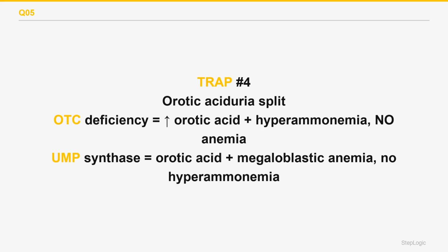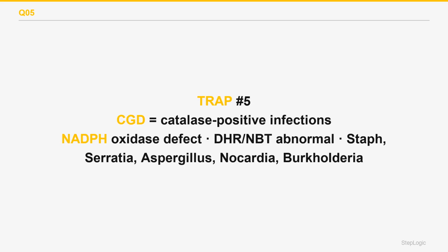Trap 4, elevated orotic acid. With hyperammonemia and no anemia, it is OTC deficiency, a urea cycle disorder. With megaloblastic anemia and no hyperammonemia, it is orotic aciduria from UMP synthase deficiency. The ammonia and the anemia tell them apart. Trap 5, chronic granulomatous disease. Recurrent infections with catalase-positive organisms point to an NADPH oxidase defect. The dihydrorhodamine test confirms the absent respiratory burst.